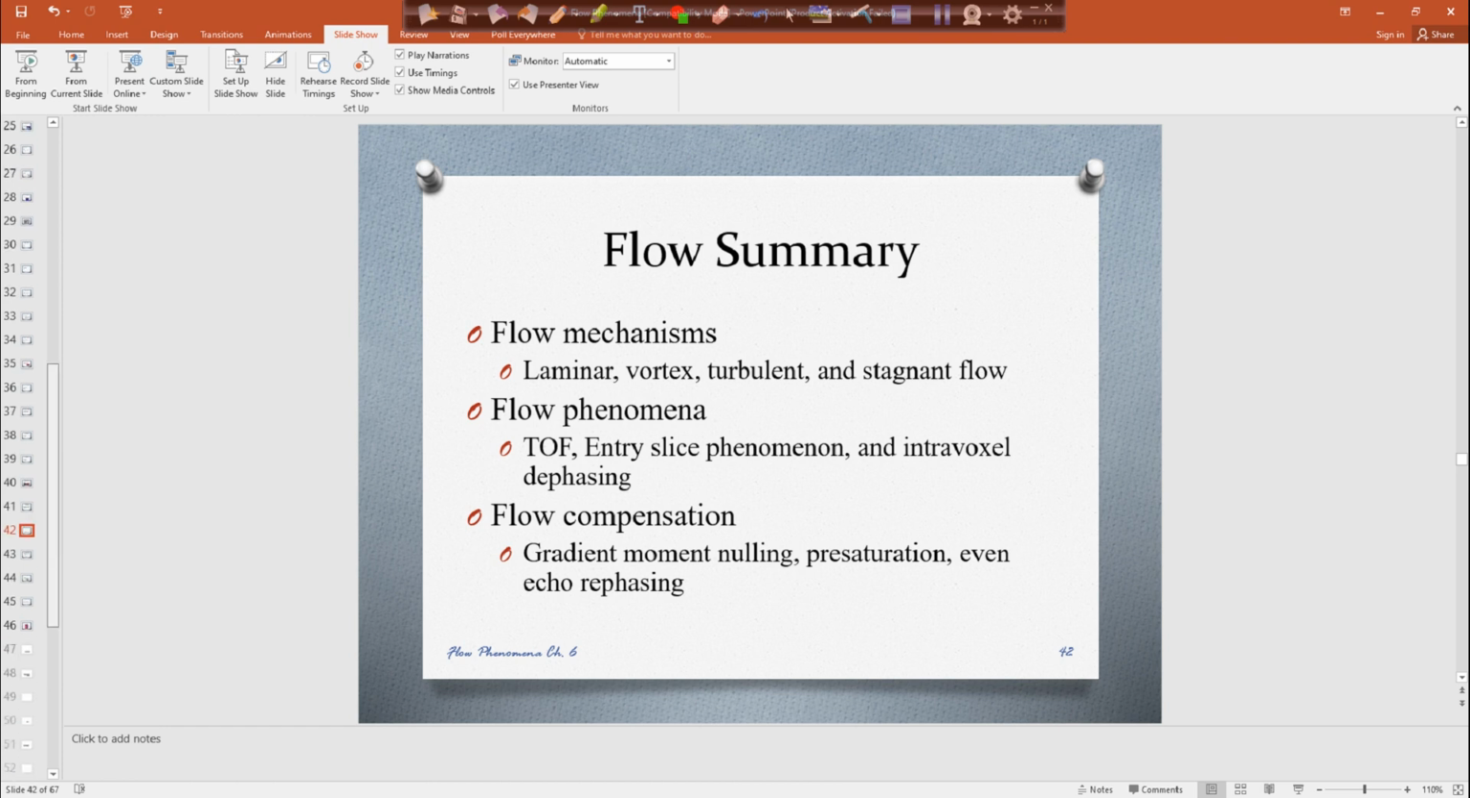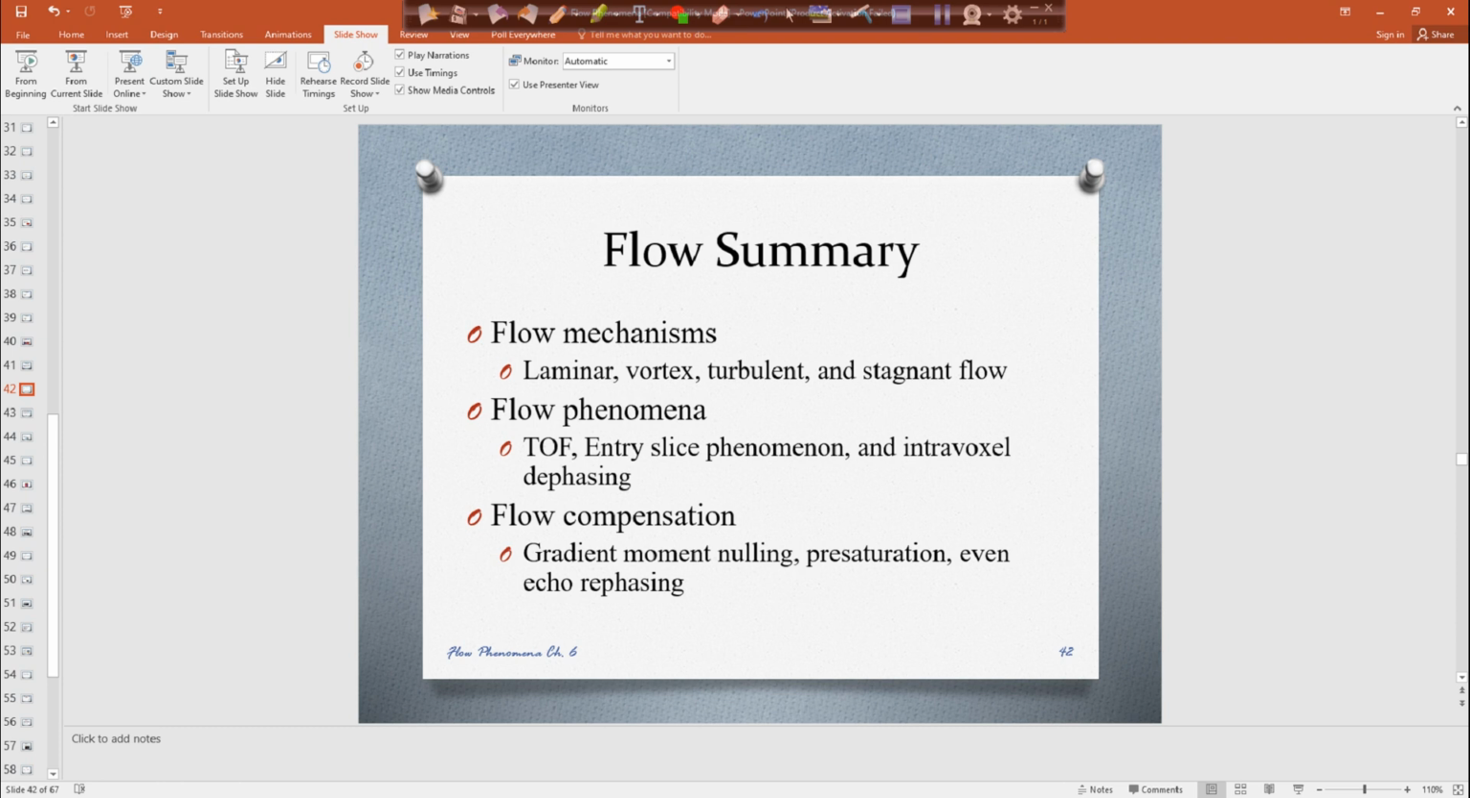Just a recap for today. We'll take a little bit of a break. We'll recap. We talked about flow mechanics. So we talked about laminar, vortex, turbulent, and stagnant flow. Spiral was also one of them we talked about. But remember, laminar is first order, vortex second order, turbulent third order. We can actually get signal from stagnant flow, but remember, it's just like urine within the bladder. It's just sitting there, so it's going to appear bright in our T2 image.